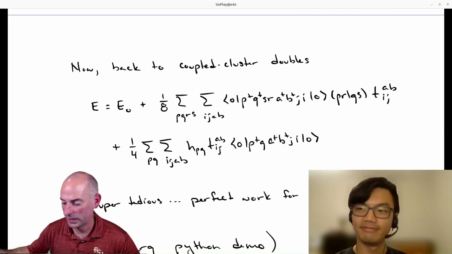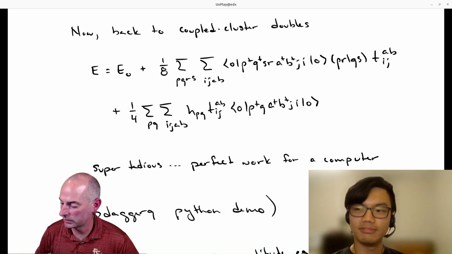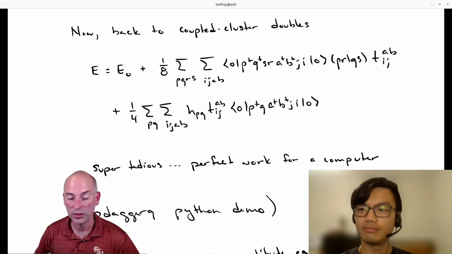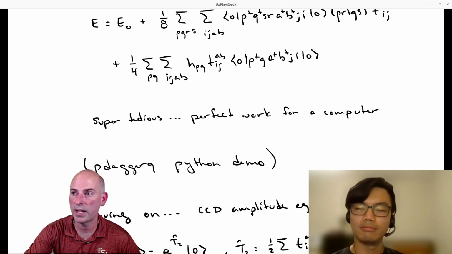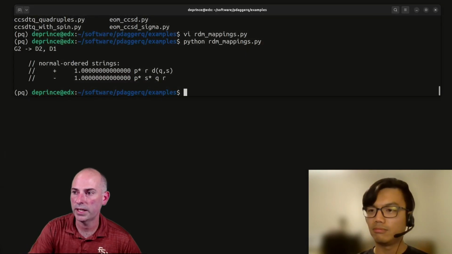So now, the example. Coupled cluster doubles. Here is my energy expression, the reference energy, and then these other bits that we need to bring to normal order. There's no way I'm doing this by hand in this demo because it's super tedious, but it's perfect work for a computer as before. So let's do that real quick.